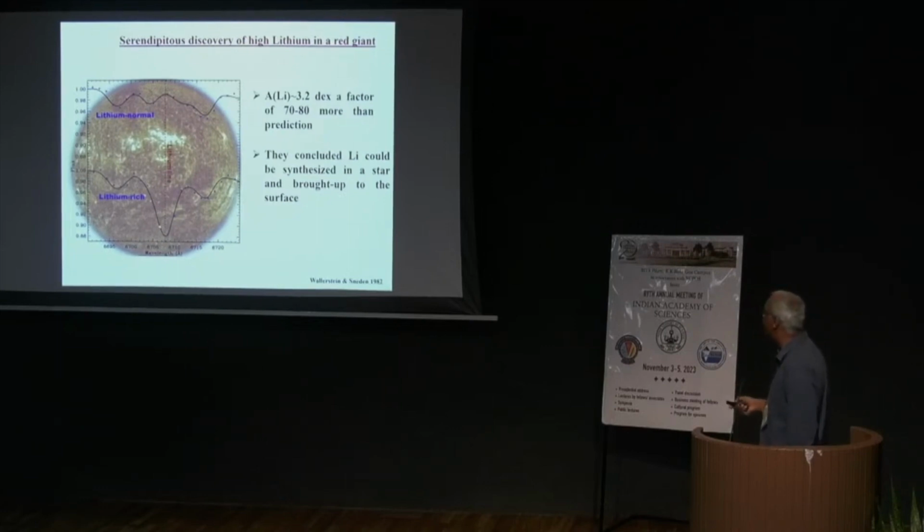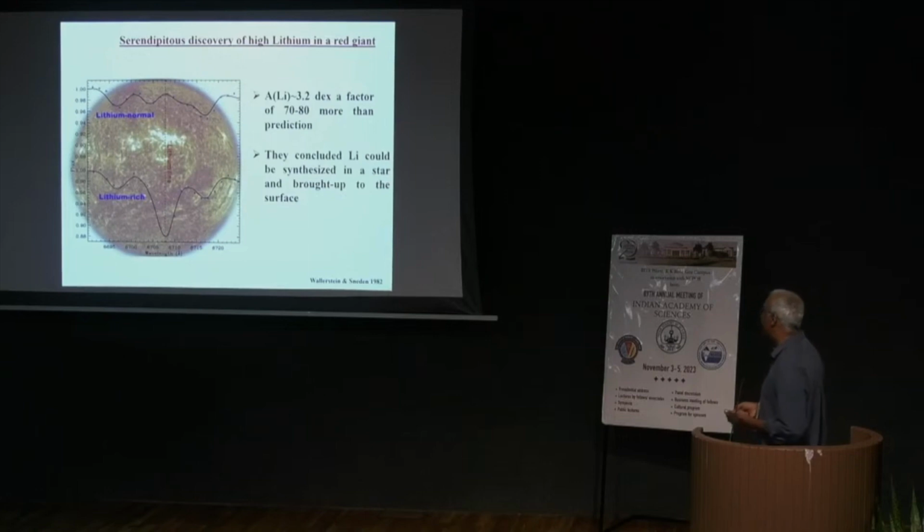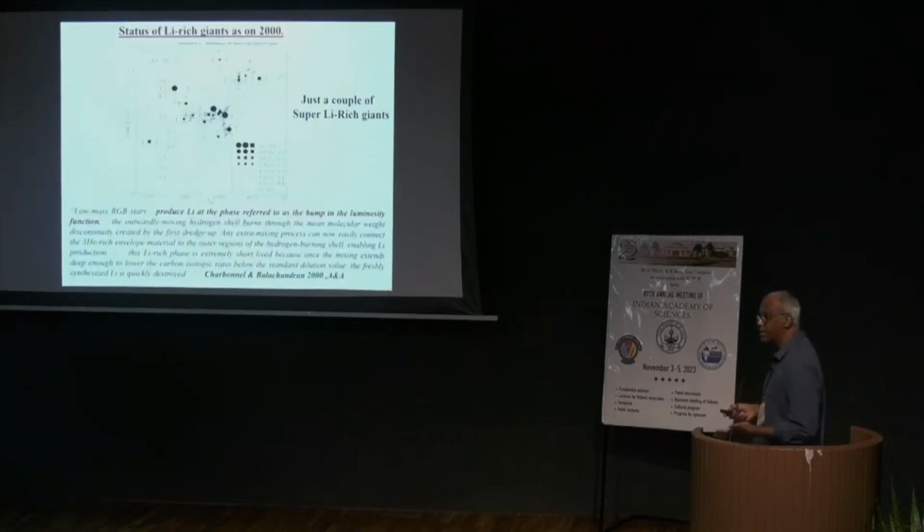You can see a very strong line, with an abundance of almost 3.2, that is the interstellar value, which is almost 100 times more than what even nominal theoretical models predict, and much more than average lithium abundances in RGB stars, maybe 1,000 times. So that was it, but then there was not much follow-up on that. And then people thought something is happening.